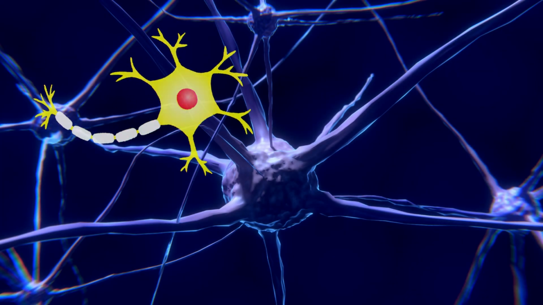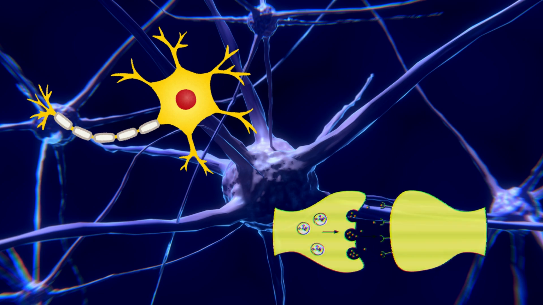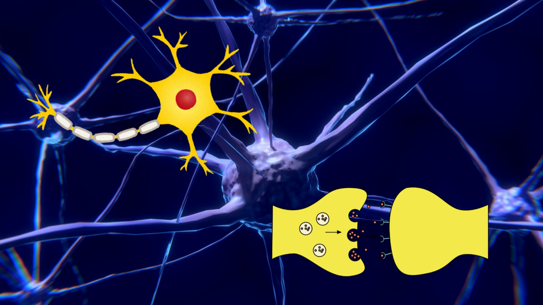Here is a closer look at a neuron. Neurons fire electric signals called action potentials across a neural network in the nervous system. And this is a synapse. This is a junction that allows communication between 2 neurons, or between a neuron and a muscle or gland cell.